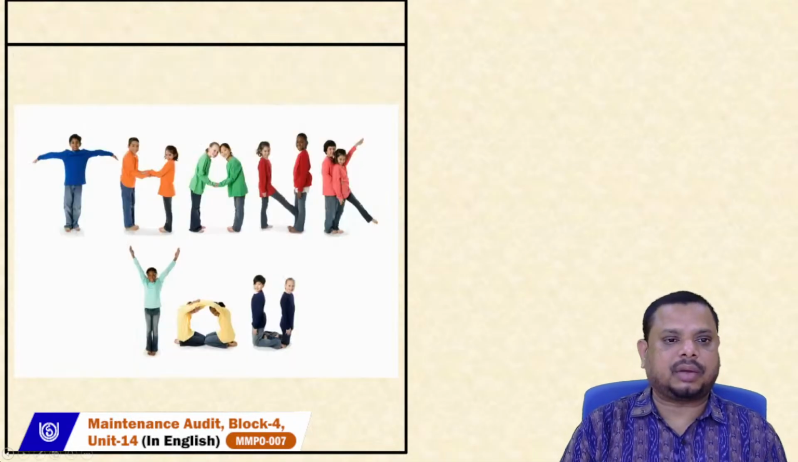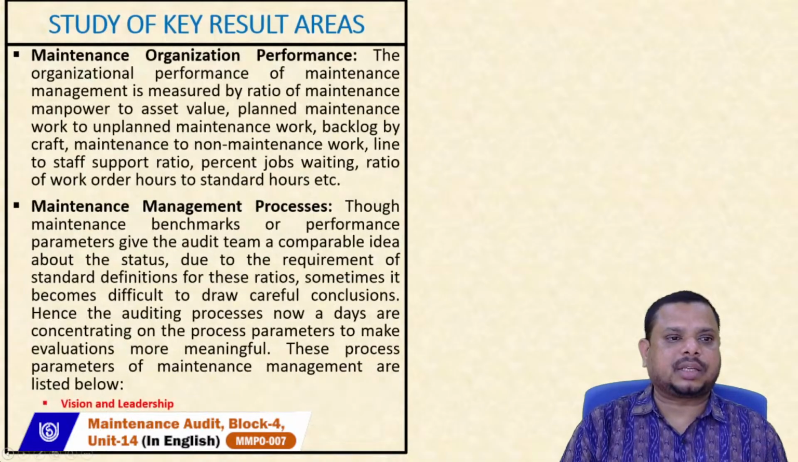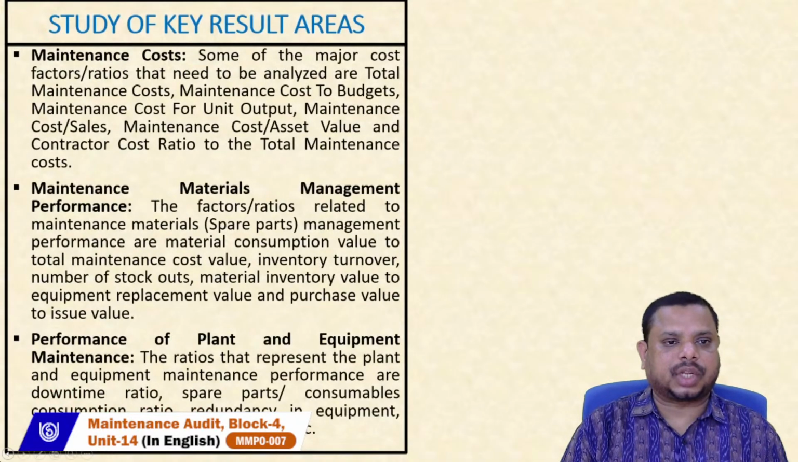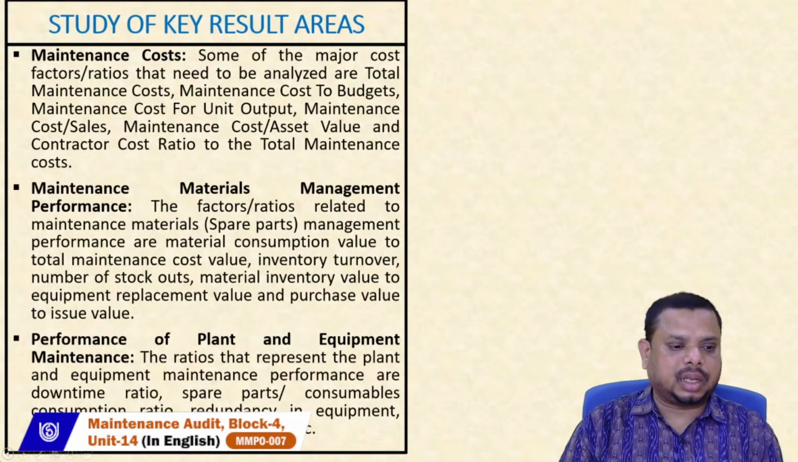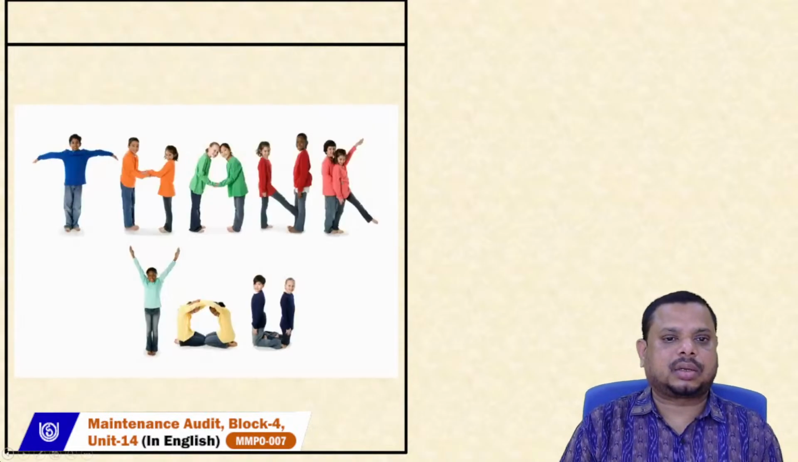So I repeat, the result areas after the audit are, first, maintenance cost; second, maintenance material management performance; third, performance of plant and equipment maintenance; next, maintenance organization performance; and next, the maintenance management process, which focuses on process parameters like vision and leadership. Thank you.